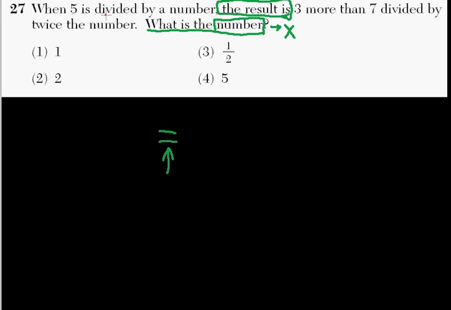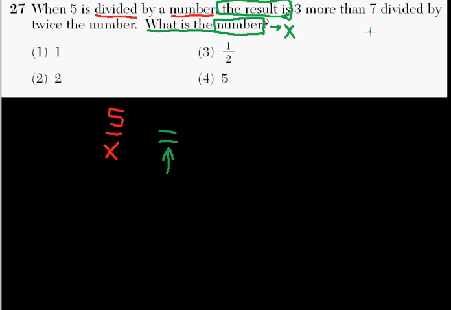When 5 is divided by a number, remember number is x, that's our key word there. When 5 is divided by x, by our number, so we write that as 5 over x. The result is equal sign. Okay, the result is 3 more than 7 divided by twice the number. That's a little more complicated than the first part. 3 more than 7 divided by twice the number.